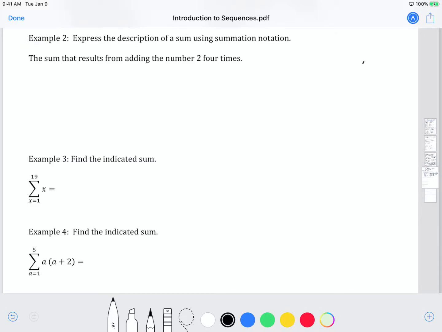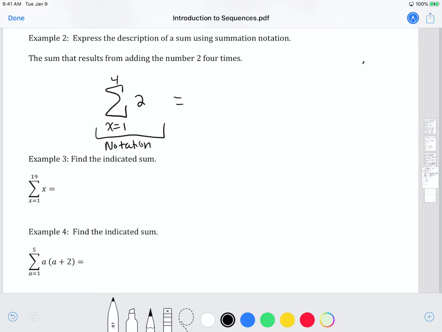In example 2, it says express the description of the sum using summation notation. We want to write the sum that results from adding the number 2 four times. Well, in this case, we don't want to change the value that we're adding. We just want to add 2 four times. So I'm just going to use the constant function that has no x in it. And I'm just going to do it 4 times. So this would be my notation.